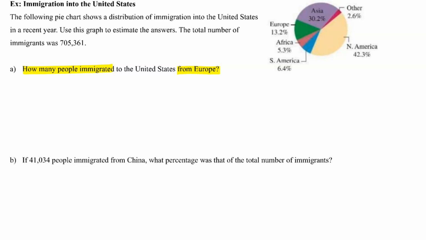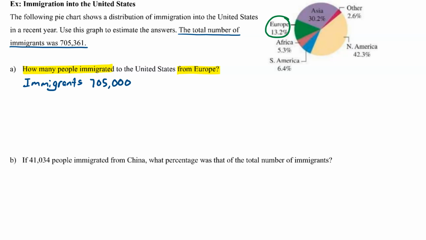So if we think about using the compatible numbers like we did before, we can look at Europe, which is 13.2% of the immigration. We also know the total number of immigrants. So if we use that with our compatible numbers, we can say the total number of immigrants is about 705,000.